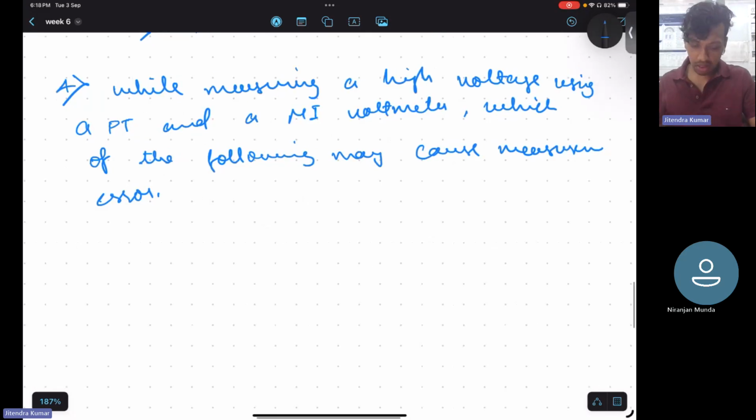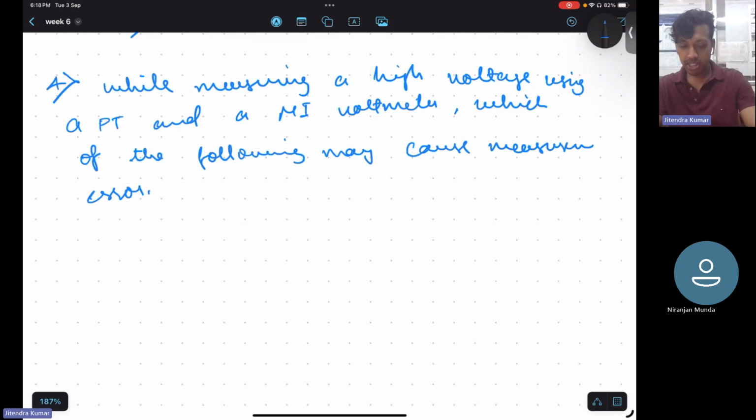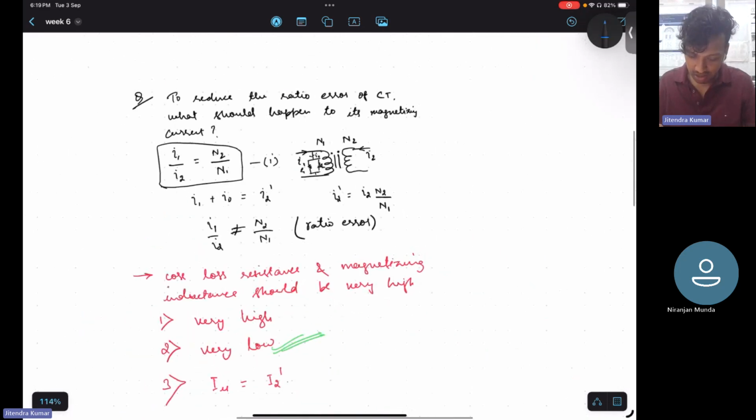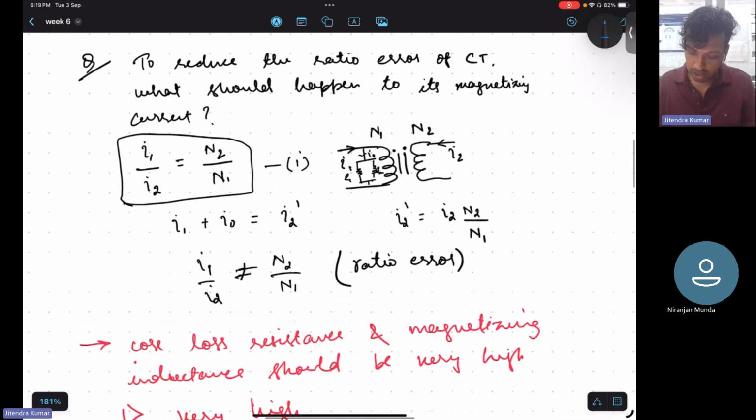So, while measuring a high voltage using a potential transformer and a moving iron voltmeter, which of the following may cause measurement error? Let me show you the slides which I have just. So this was the first question, right?